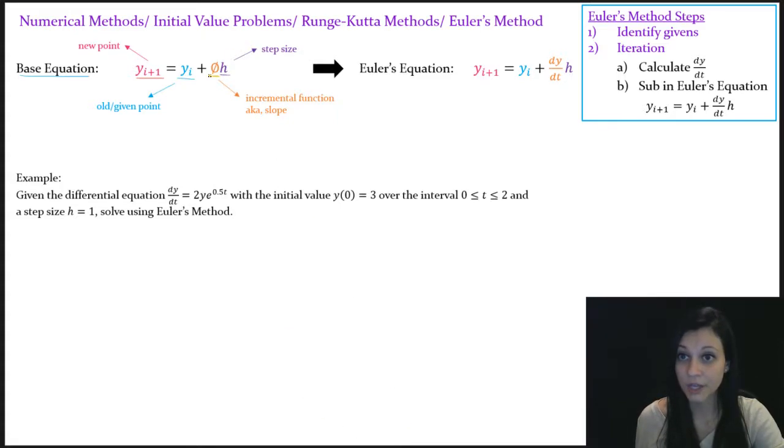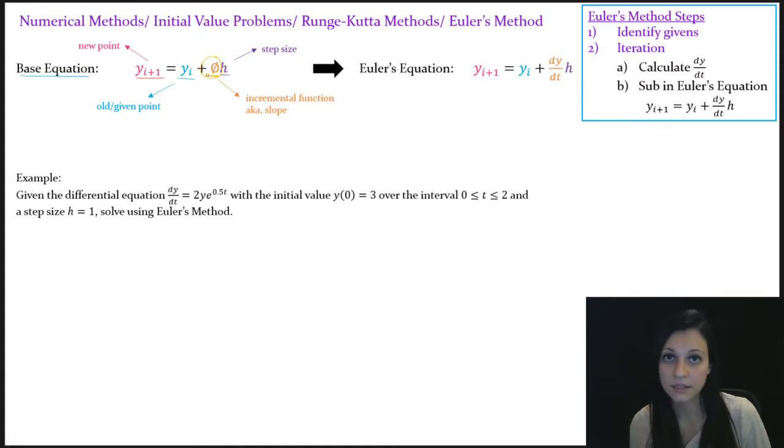And then we have phi. And phi is the incremental function, or basically the slope. And phi is what changes for each type of Runge-Kutta method. So you'll need to memorize the equation to calculate phi for Heun's method, Euler's method, the midpoint method, whatever Runge-Kutta method you're using.